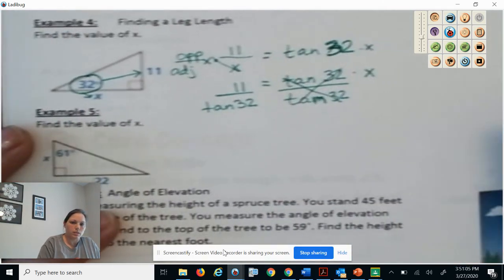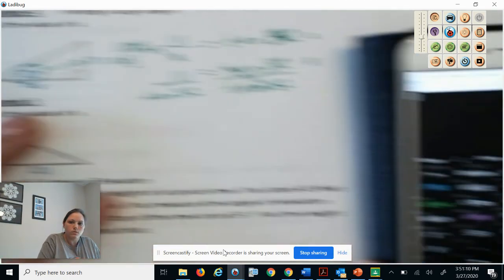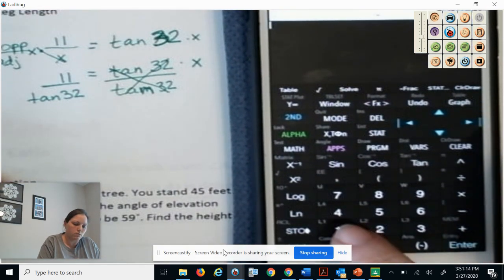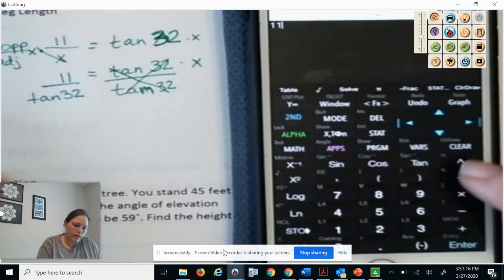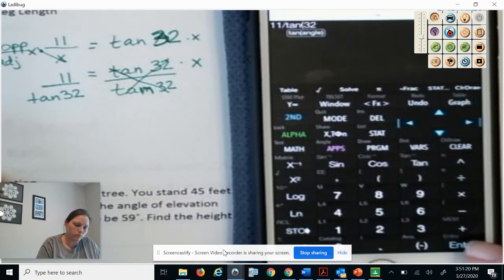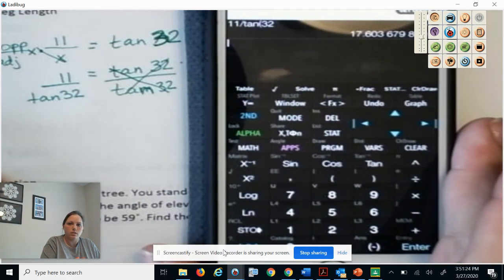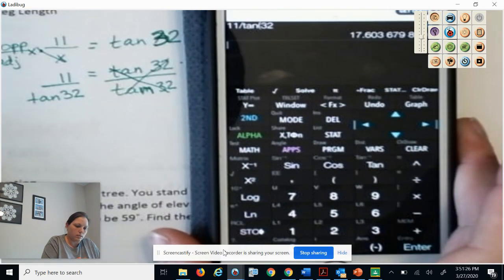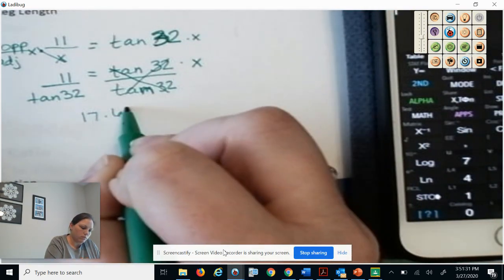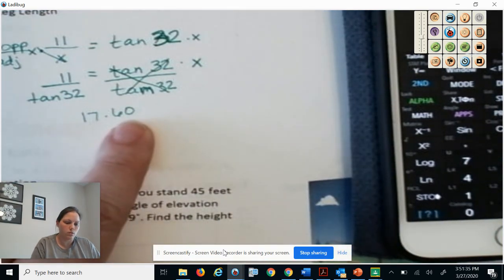And we're going to put this in the calculator. If you have just the regular calculator, you're going to type it in exactly how you see it. So you do 11 divided by tangent of 32. And I get 17.60. So if it doesn't tell me how many decimals, I'm just going to put 2 decimals.